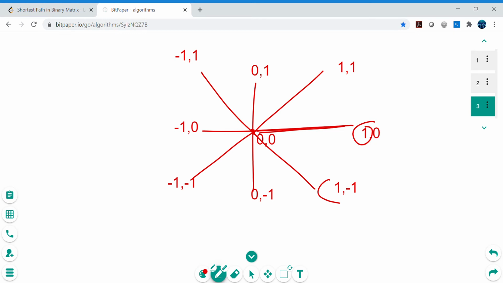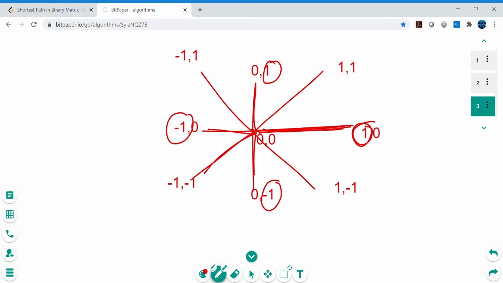So why do we need to understand these coordinates? Because we will be using these coordinates in our code, right? So we will start from 0 0 coordinate, and if we have to go right, then we will increase our x coordinate. If we have to go left, then we will decrease our x coordinate, right? So we will do -1. If we have to go up, then we will increase the y coordinate. If we have to go down, we will decrease the y coordinate.